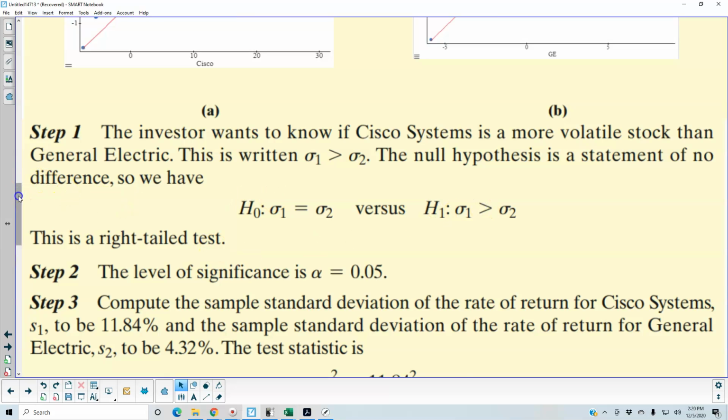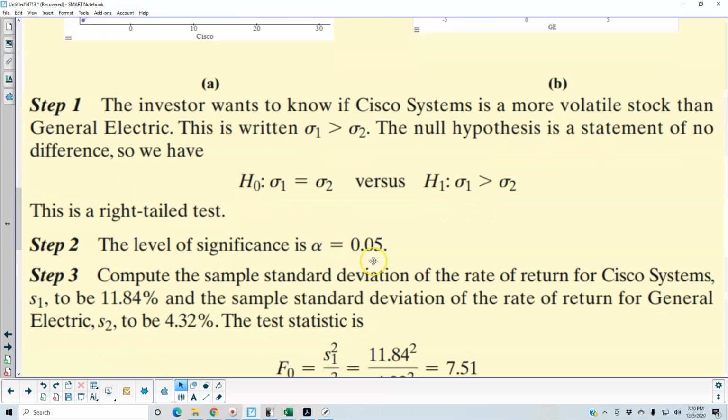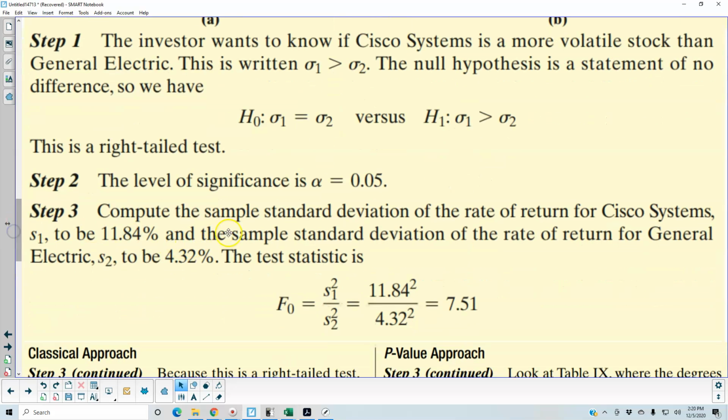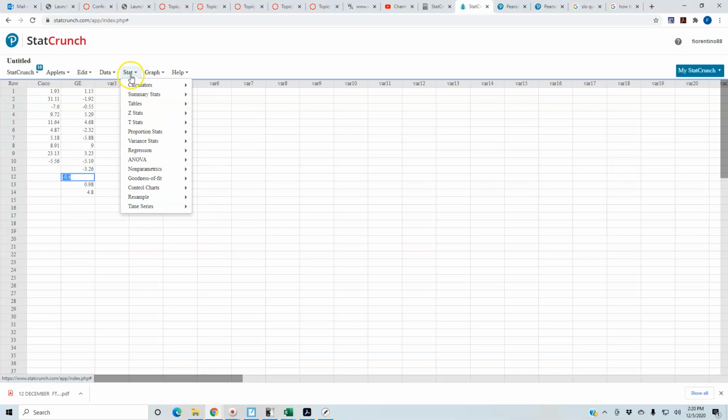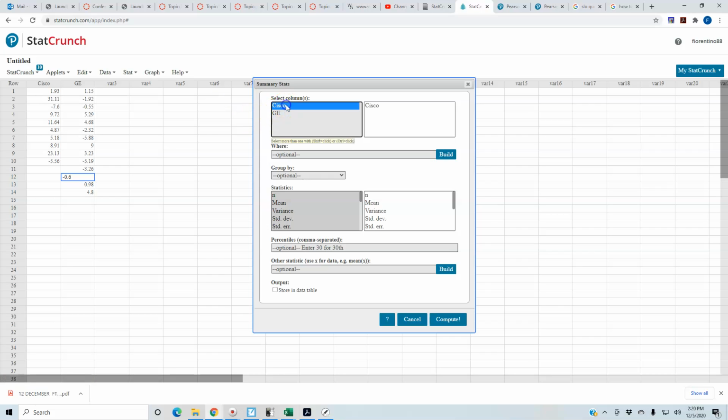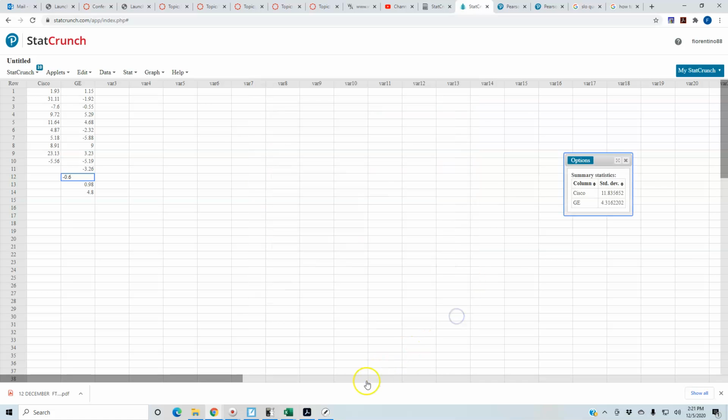Now, in step 2, we know the level of significance is alpha, which is equal to 0.05. In step 3, we want to compute the sample standard deviation for Cisco and GE. A quick way of doing that is to go back to StatCrunch, go to Stat, go to Summary Stats, and select Columns. We're going to select both Cisco and GE, find the standard deviation, and select Compute.